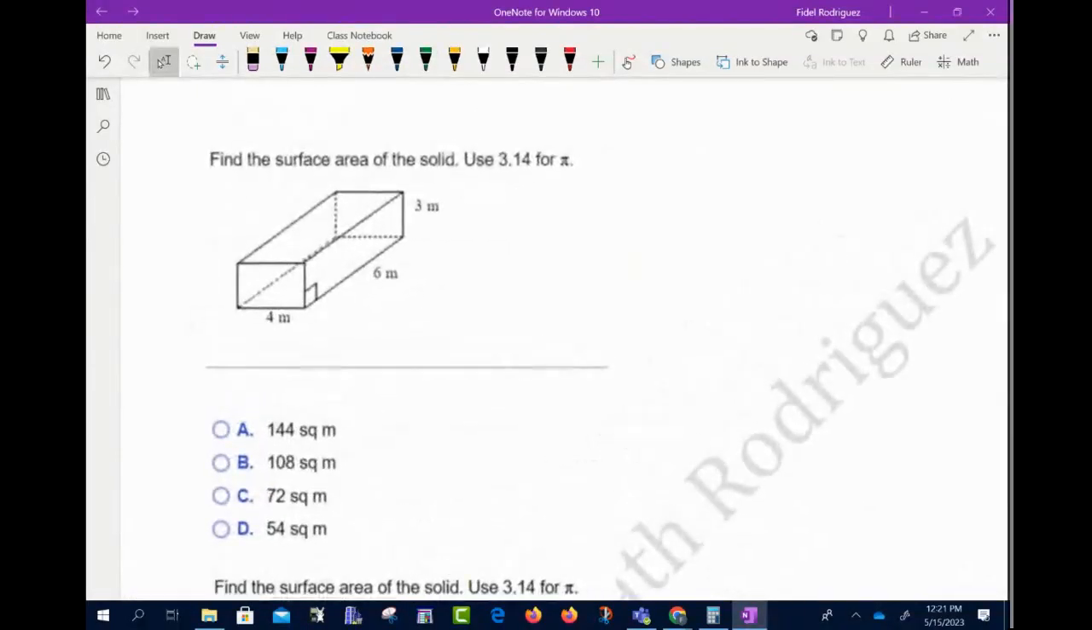All right, guys, we still have some area stuff to do here, so let's see if we can finish this up before the day is over. Find the surface area of a solid. Use 3.14 for pi. Looking at my picture here, surface area means this. Think of it as a shoebox, or like this box right here. What I want to know is what's the area back here? What's the area here? What's the area here? Here and here.